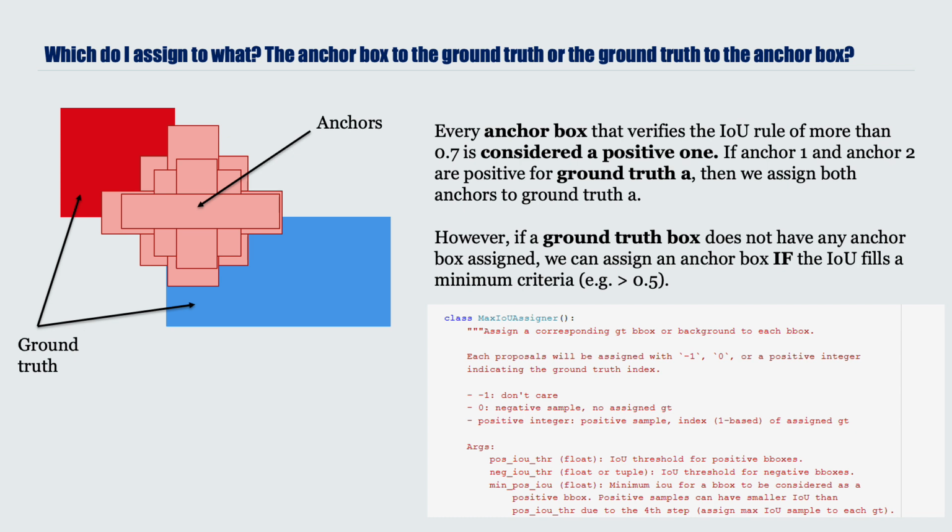If a ground truth box doesn't have any anchors, we just try to find another box that fulfills the criteria, and it's usually minimum 0.5. Otherwise, it means that we haven't managed to find a proper proposal for that ground truth, and that means that we will have issues in terms of recall.